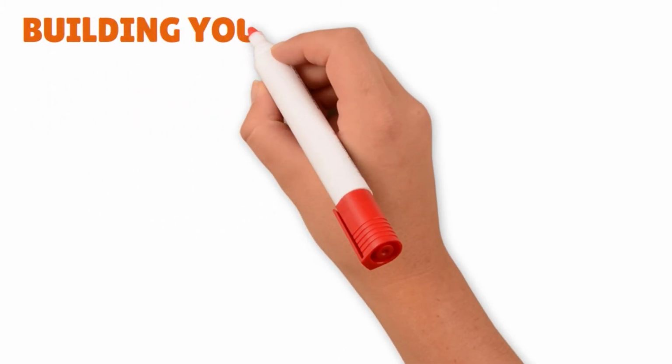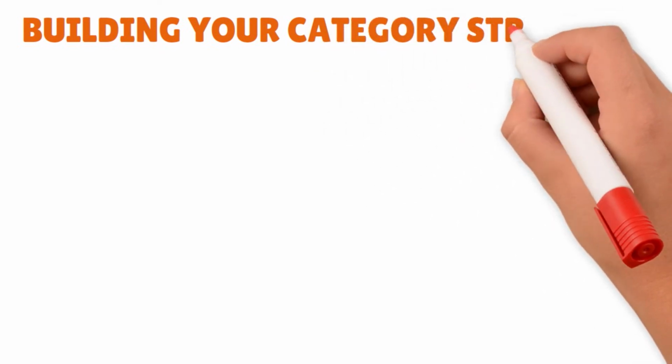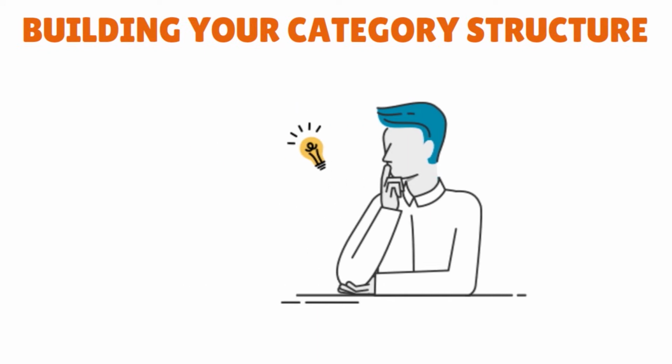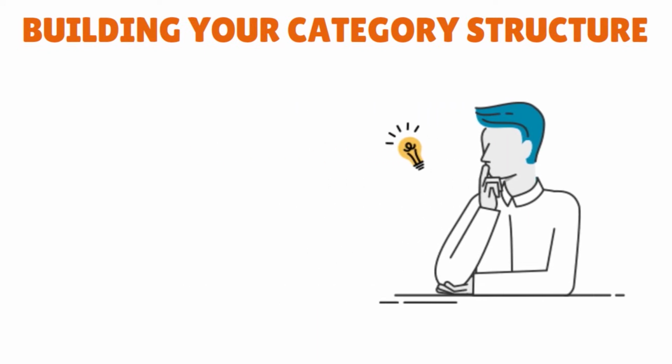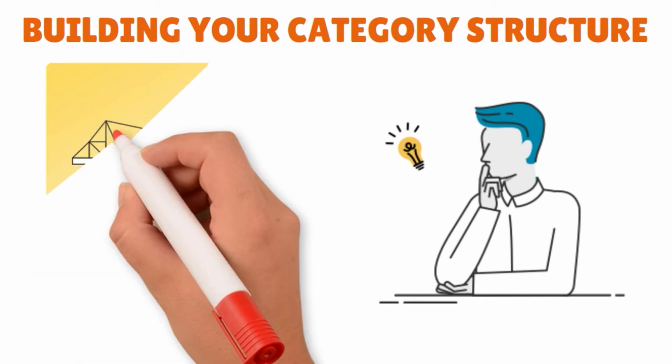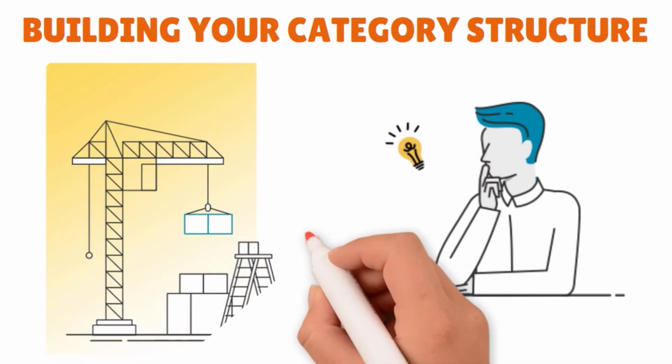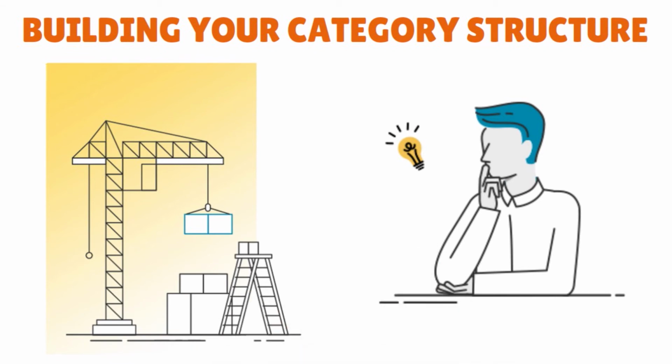I also want to talk about building your category structure. So when you're setting up your 3dCart online store, you want to think about something called category structure. Keep in mind it should only take a customer 3 clicks to find the products they are interested in. Any longer and you can lose a customer's interest.